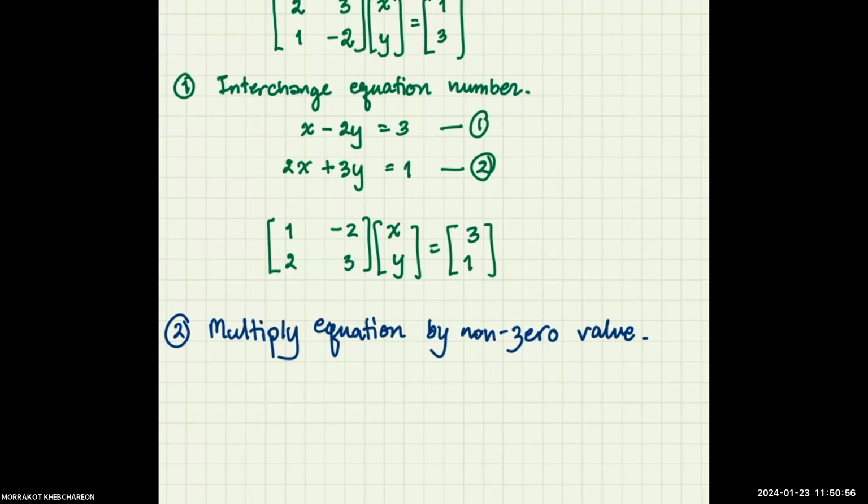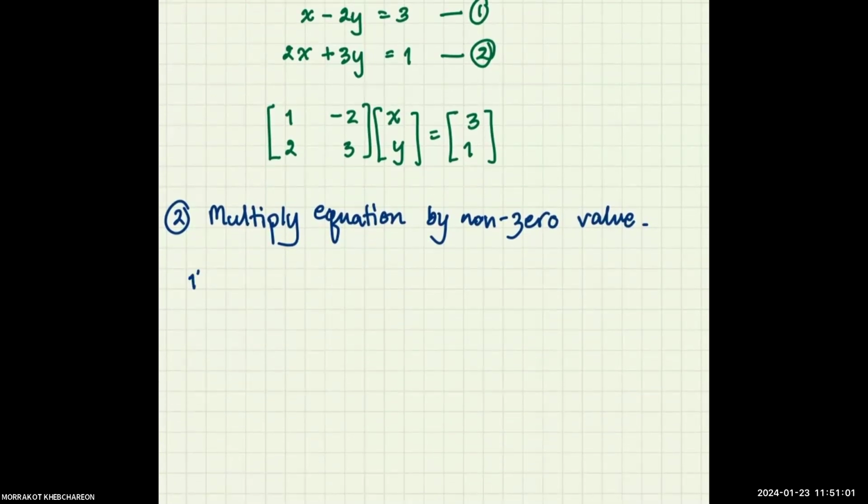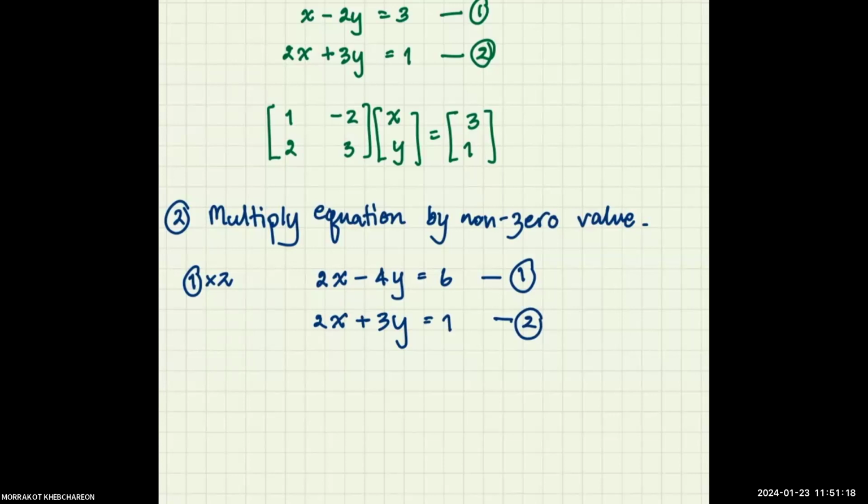Okay, I multiply equation number 1 by 2. What do I get? I get 2x minus 4y equal to 6. I call this number 1. And 2x plus 3y equal to 1. So my system would be 2, minus 4, 2, 3, x, y equal to 6, 1.